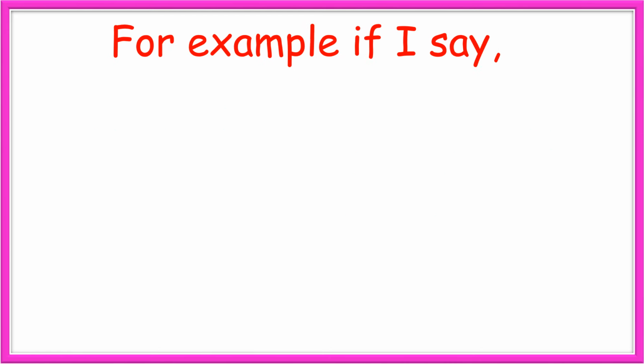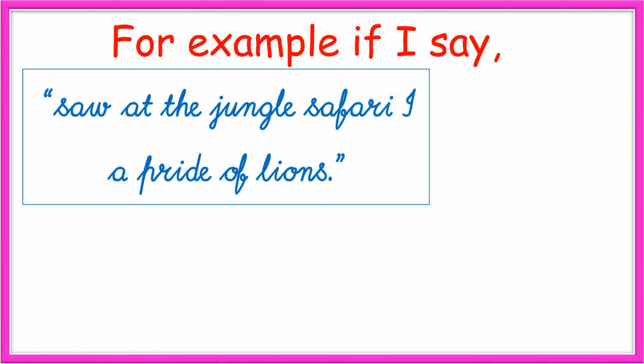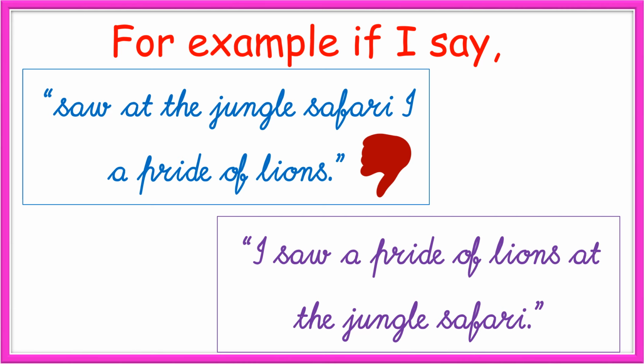For example, if I say, "saw at the jungle safari I a pride of lions." Now, this group of words does not make complete sense. So, we cannot call this a sentence. Now, let's rearrange these words and see how it sounds. "I saw a pride of lions at the jungle safari." Now, this group of words makes complete sense. So, we will call it a sentence.